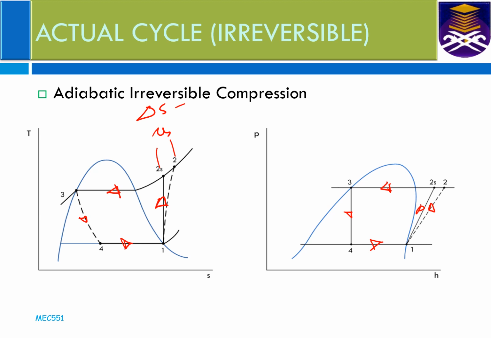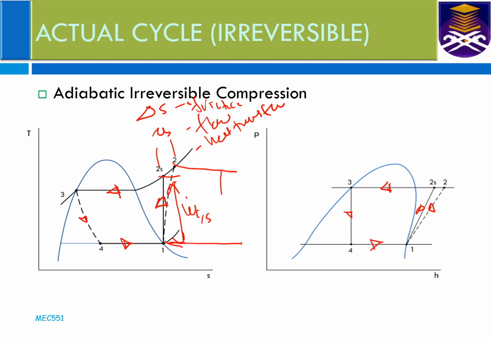So the entropy is due to several factors. For example, friction, and then friction loss. Then it can also be because of the flow itself, and also due to heat transfer. Okay, so these are key factors for the entropy generation in the compression process. So because we deviate from the isentropic power compression, more power will be required to compress to our desired pressure. So this is W_C actual.